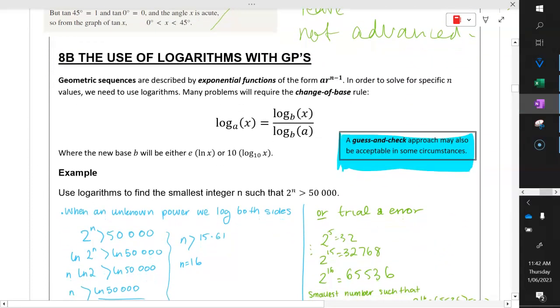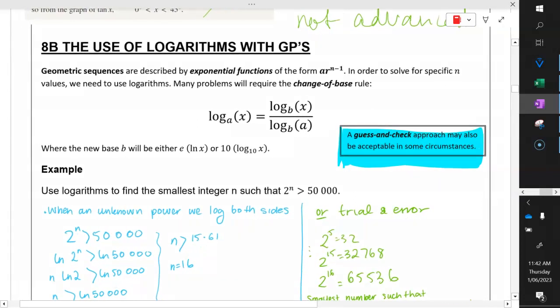We're going to have a look at 8B, the use of logarithms with GPs. Okay, so geometric series or sequences are described by exponential functions. Because if you think of what the formula is for the nth term of a GP, the formula is T_n = ar^(n-1). So we've got a power of an unknown, which gives us an exponential.